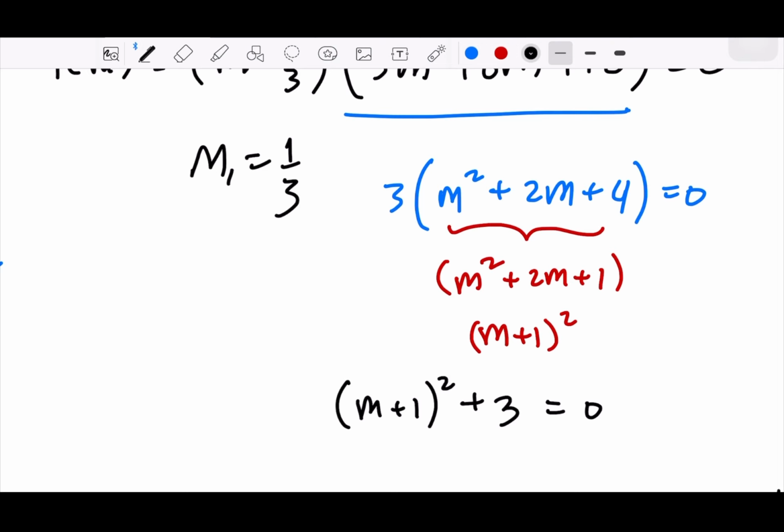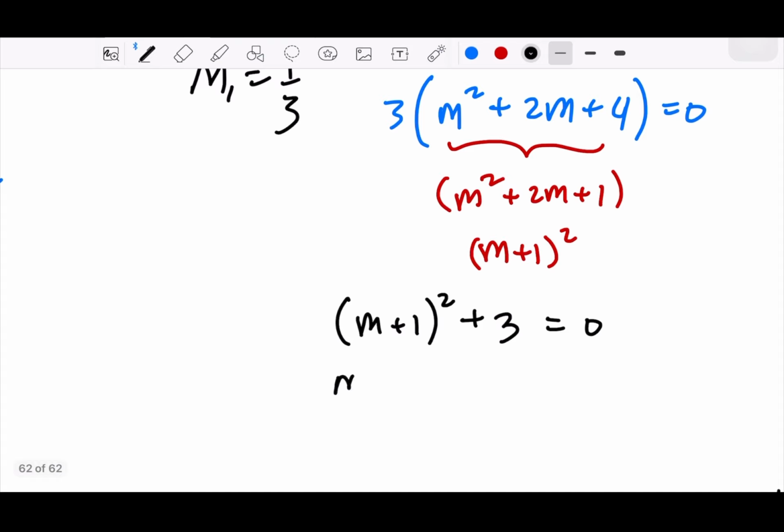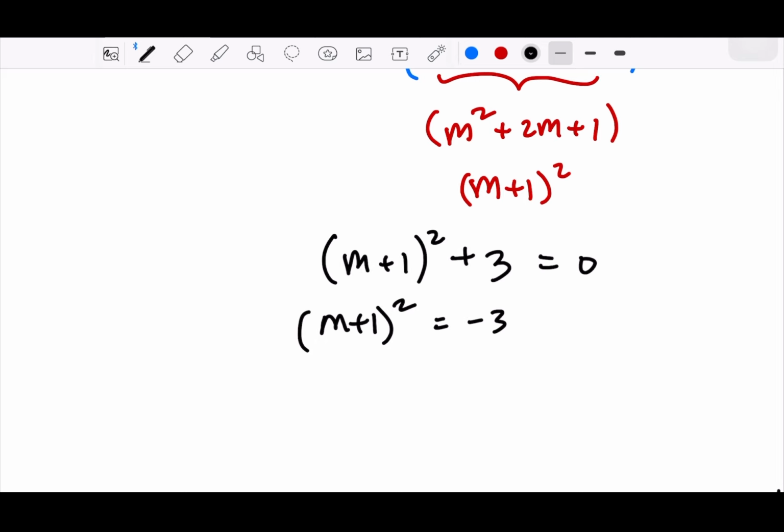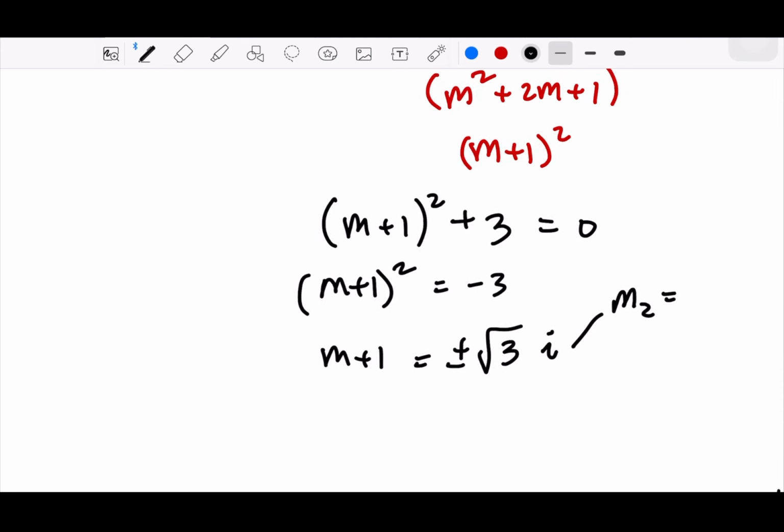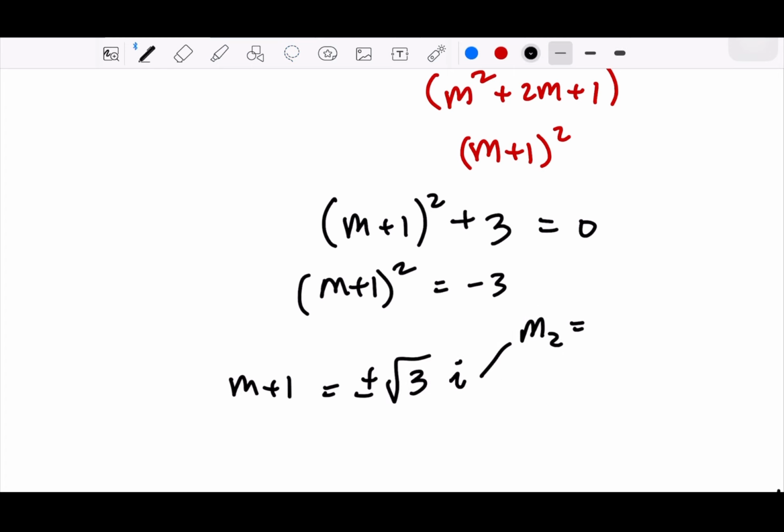Plus 2m plus 1, yeah, plus 3. Okay, so (m plus 1) squared is negative 3, which means m plus 1 is plus or minus the square root of 3 times the imaginary number. Okay, so we could have m2 as the positive one. So maybe let me write a little bit going to the left. So negative 1 plus square root of 3 times the imaginary number, and m3 is negative 1 minus.